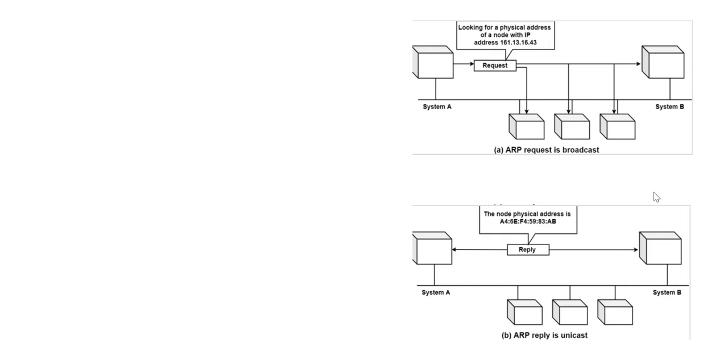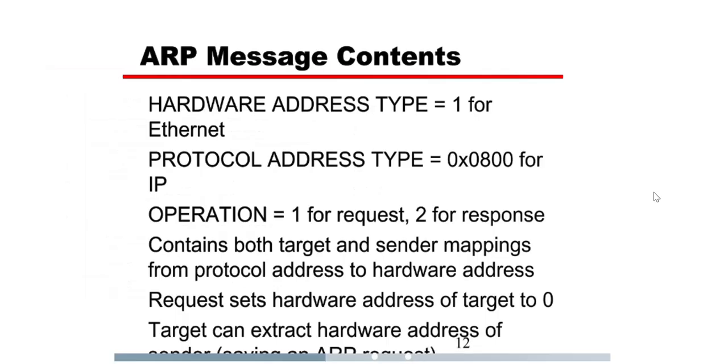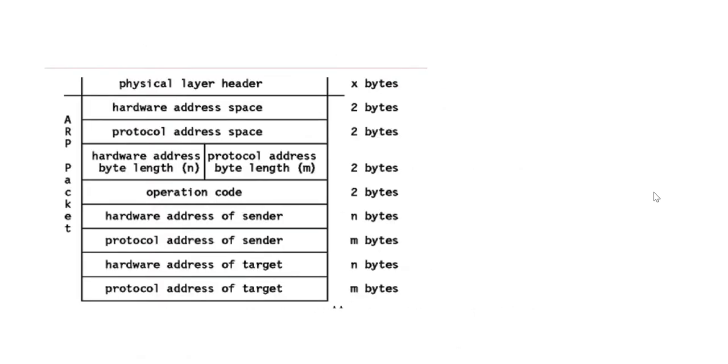So the next is the ARP structure. You have a physical layer header, which is your Ethernet header. Then you have the hardware address space, which is the type of the hardware address, whether it is Ethernet or any other hardware, of 2 bytes. Then the protocol address space, whether it is IP or IPv6, of 2 bytes. Then the hardware address byte length. A hardware address is 6 bytes, so it will be 6 here. The protocol address byte length is 32 bits, which is 4 bytes, so it will be 4 here.